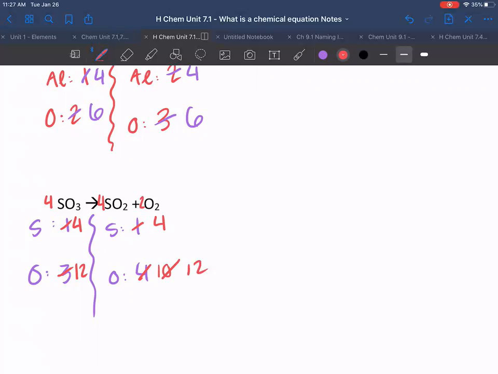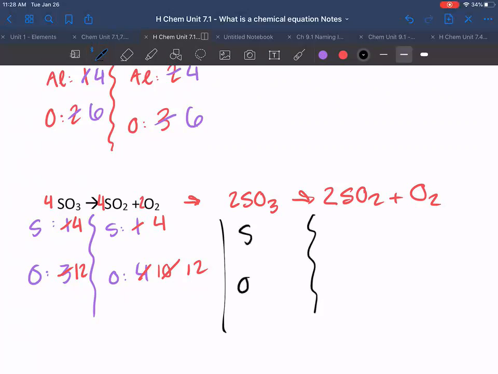But are all coefficients divisible by a number? Yes, they're all divisible by 2. So really what we would want is 2SO3 goes to 2SO2 plus O2. Because if we were to think about both sides and count and double check, now we have 2 sulfurs and 6 oxygens on the one side. Again, 2 sulfurs, and 2 times 2 is 4 plus 2. We have 6 oxygens. So it still balances. We just always want to make sure it's the most simplified.